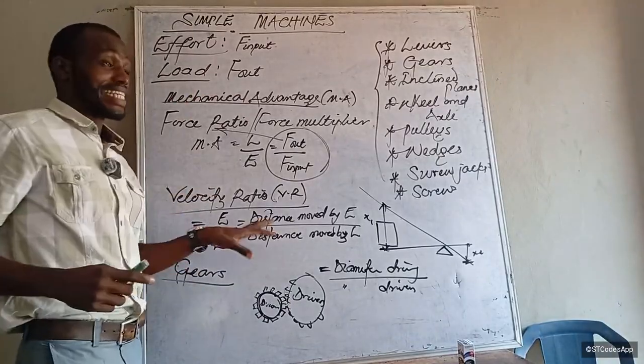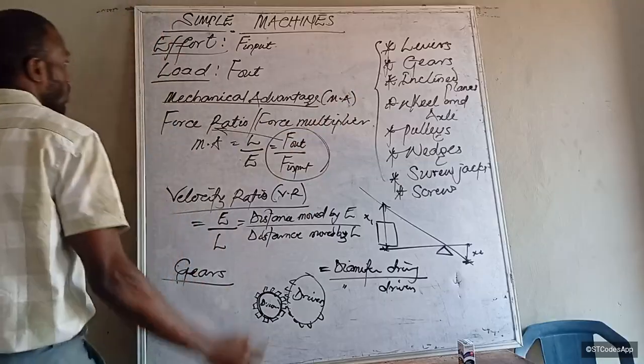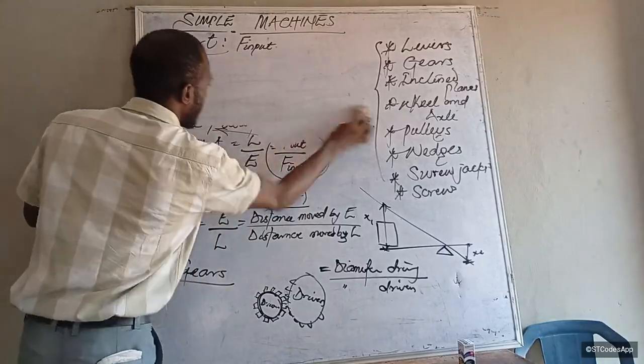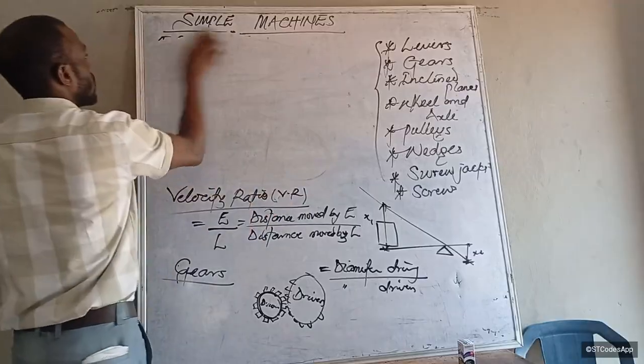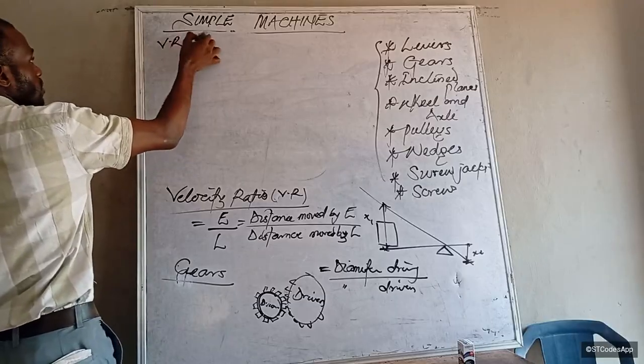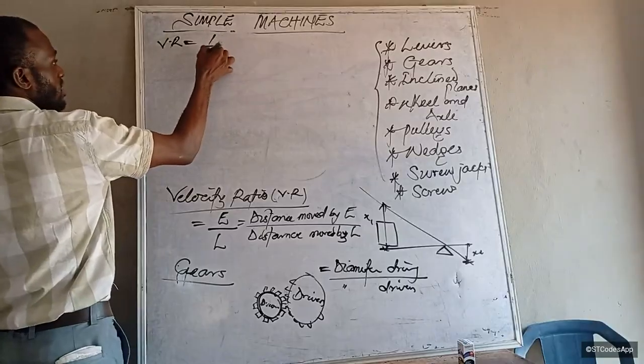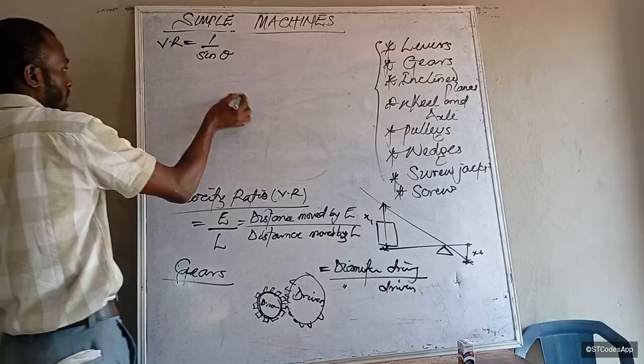So that's for gears. Now what about the inclined plane? The velocity ratio for an inclined plane is simple. It's simply 1 over sine theta. How does an inclined plane look?